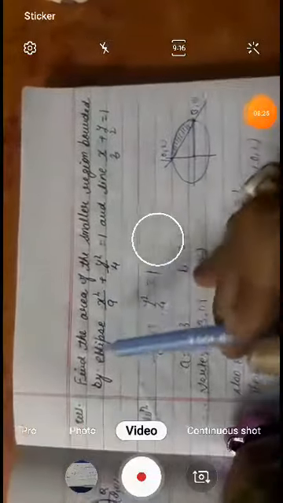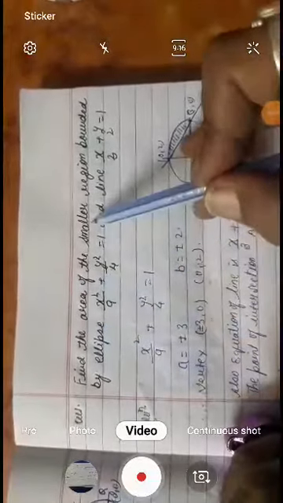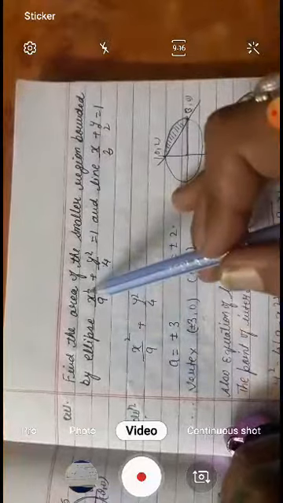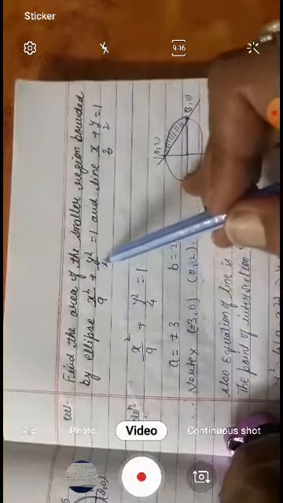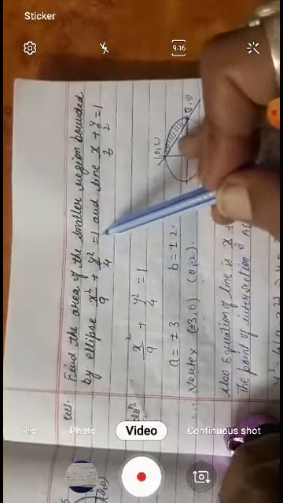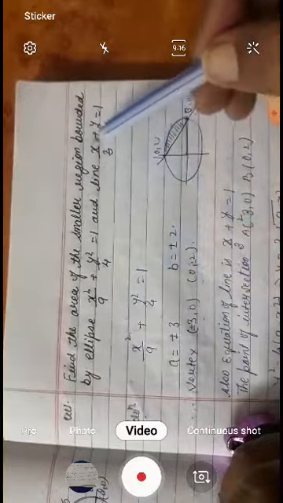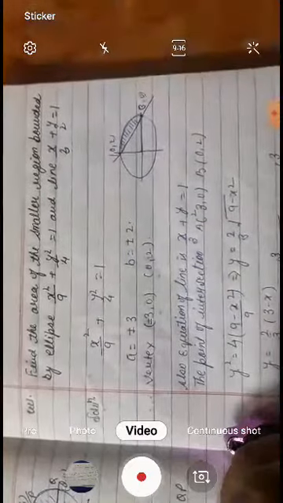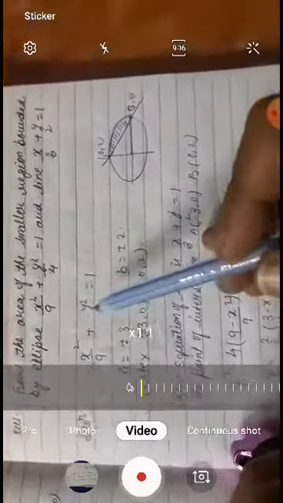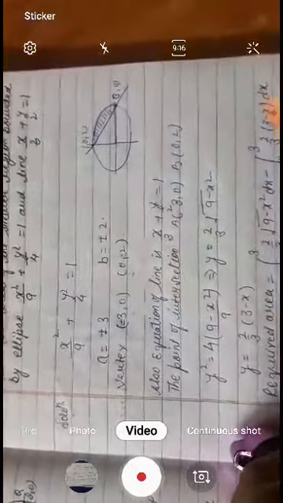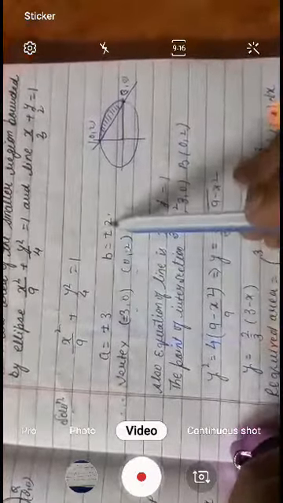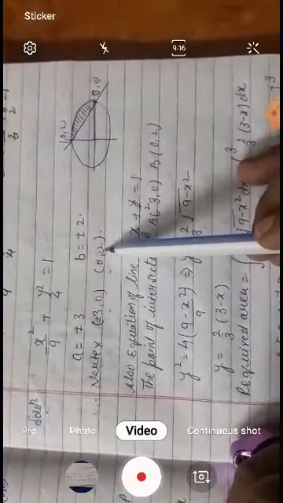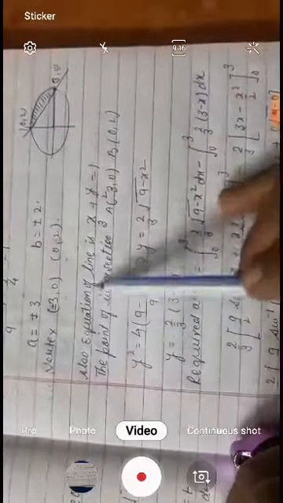Now the next question is: find the area of the smaller region bounded by the ellipse x square upon 9 plus y square upon 4 equal to 1, and the line x upon 3 plus y upon 2 is equal to 1. Now firstly we have to find the value of a and b. We get the vertices; these are the vertices of the ellipse, and also the equation of the line.